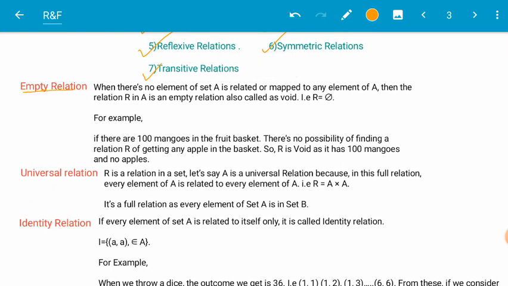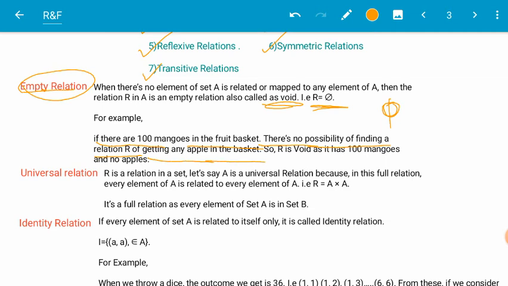Empty relation. In the word itself you are listening: empty means nothing. The relation does not contain any pair. That's it, small definition. It is also called void. If there is no element, then we can call it an empty relation. We can represent it like this, φ. For example, if there are 100 mangoes in a fruit basket, there is no possibility of getting any apple in the basket.